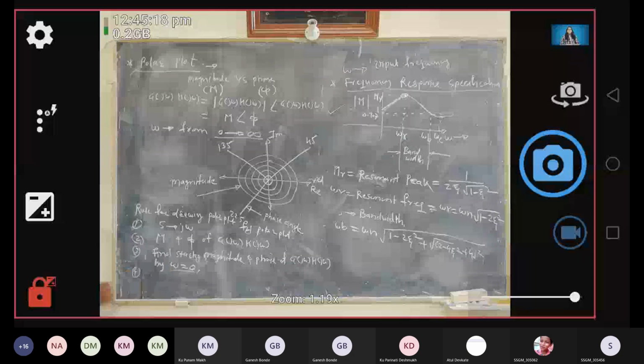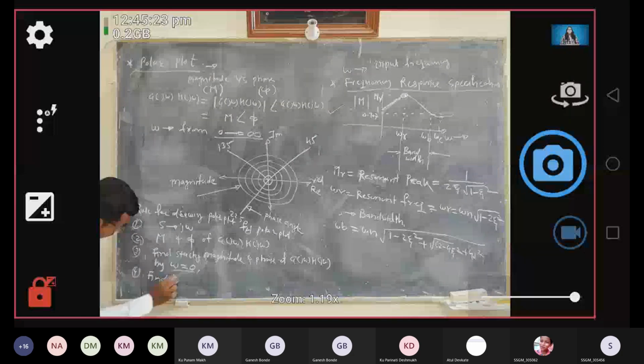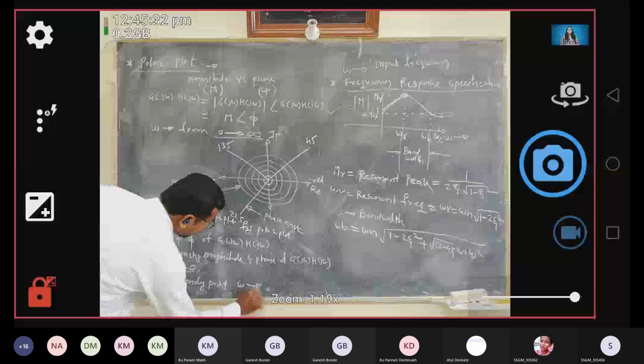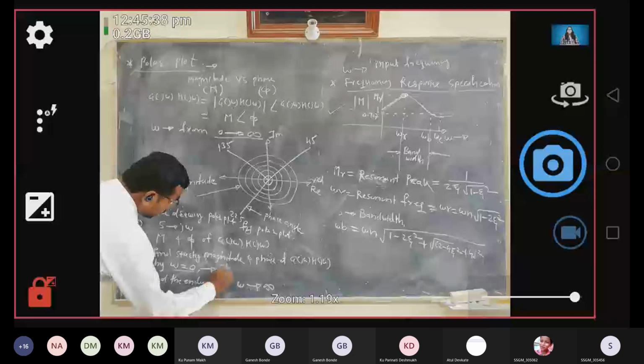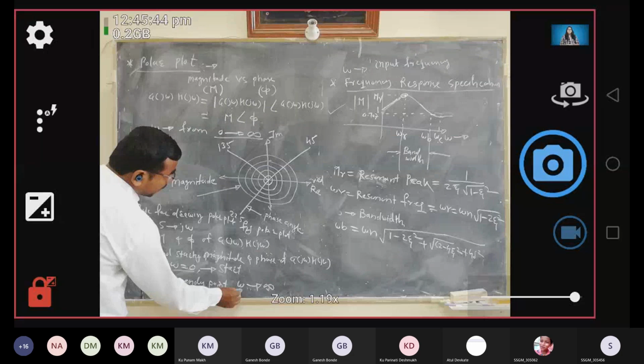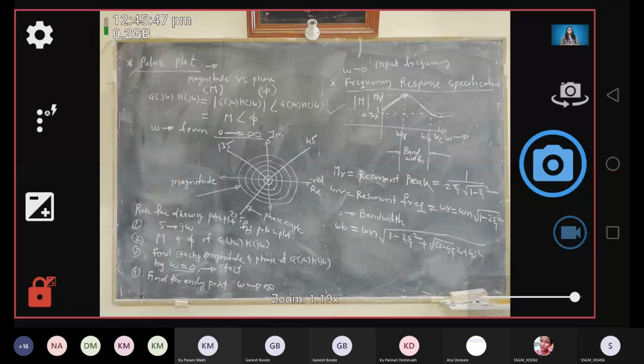Then fourth one, where is your ending point? So find the ending point. The ending point you will get simply by substituting omega tends to infinity. So the start point will be given by omega is equal to 0, that is the starting magnitude and phase, and the ending point we will get corresponding to omega tends to infinity. So these are the basic 4 steps. And then after preparing this table, you'll get the various points between the starting and ending point, so you can plot the polar plot.